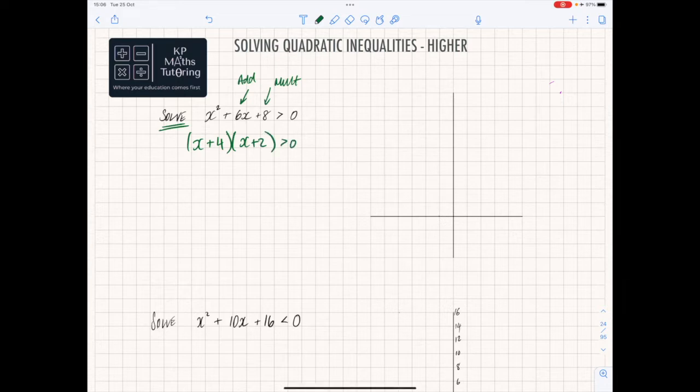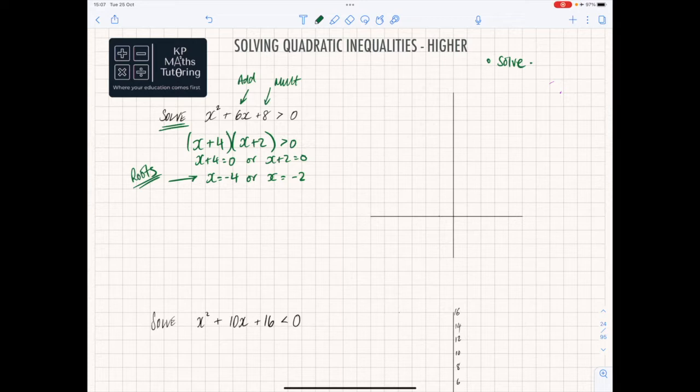Now technically, if we just go through the solving process, x plus 4 is equal to 0, or x plus 2 is equal to 0. So in this case, x is equal to minus 4, or x is equal to minus 2. So your first thing to do in these instances is to solve the quadratic first. Remembering, and as I say, this is why you need to understand the concept of sketching, that these two parts give me the roots.